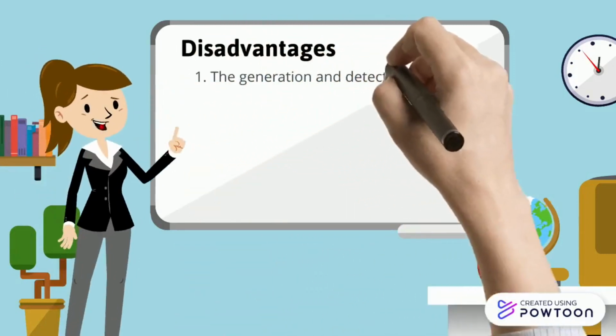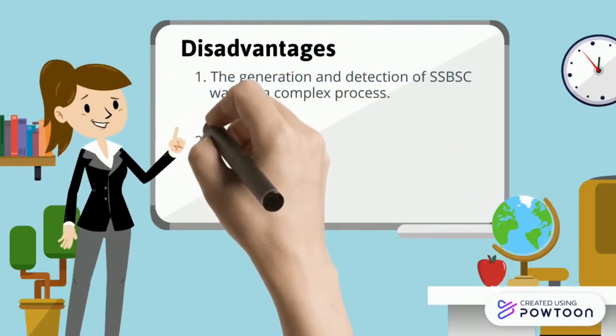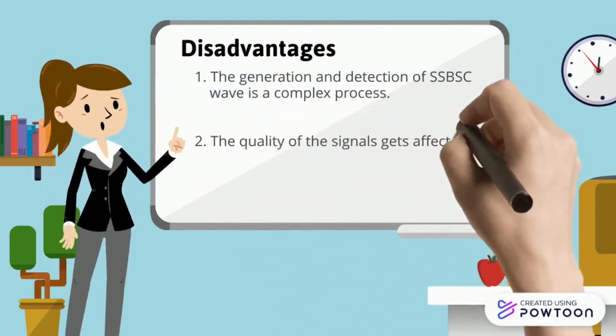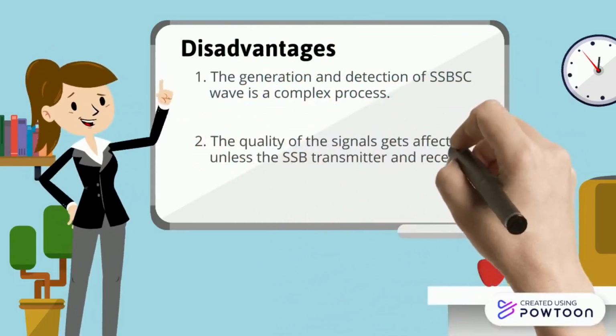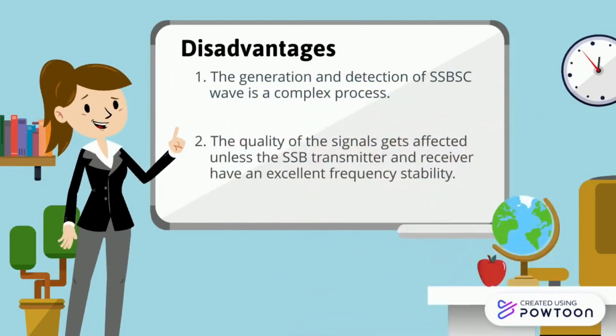Disadvantages: Number 1, the generation and detection of the SSBSC wave is a complex process. Number 2, the quality of the signal gets affected unless the SSB transmitter and receiver have excellent frequency stability.